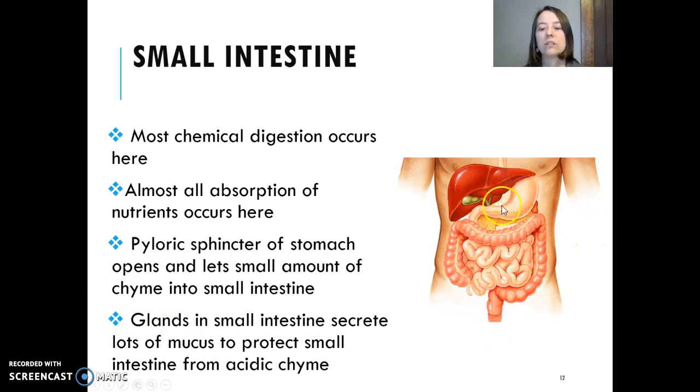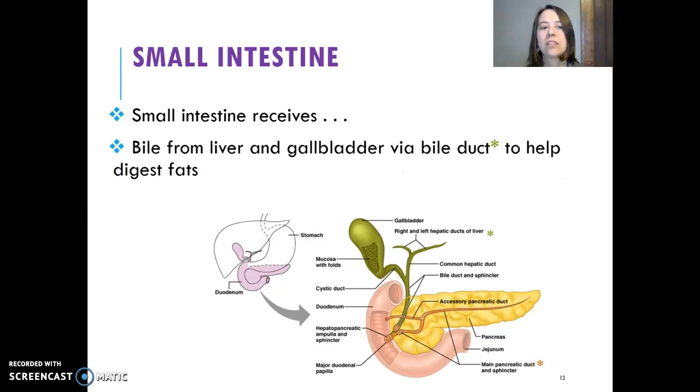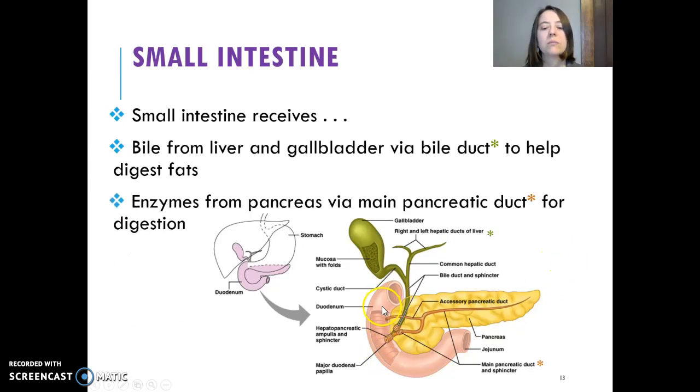So taking a look here, we have our stomach, and then the pyloric sphincter would allow a little bit of chyme to go into the small intestine. So the small intestine receives many things besides just the chyme. It receives bile from the gallbladder via the bile duct to help digest fats, and we will talk a little bit more about that later. But here's your gallbladder, and then here is the bile duct, which goes into the beginning of the small intestine, and it is receiving bile. And bile will help digest fats because it will emulsify them and allow them to be broken down.